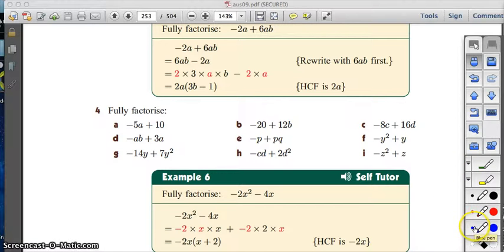Okay, so if we were to look, Monique, at our example, our example is really similar to this. It starts with a negative and then it has a positive. Okay? And what they say to you is rewrite it with 6AB first. Rewrite it with the positive number first. And the reason why we do that is because whatever we then put out the front of the brackets, we try and make it positive.